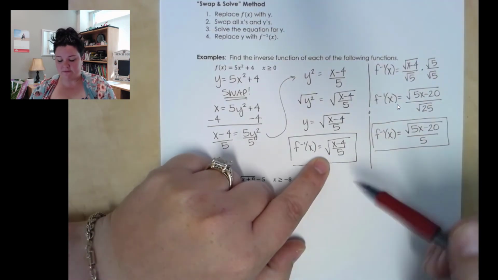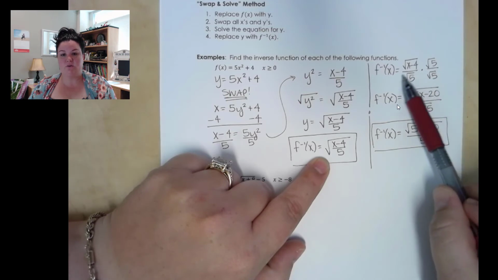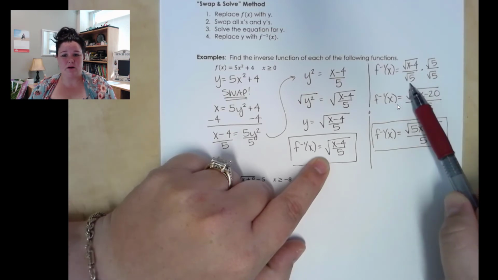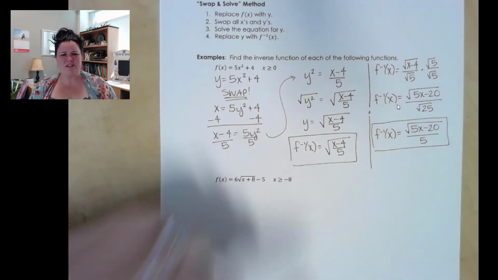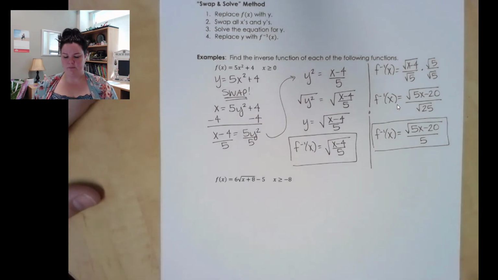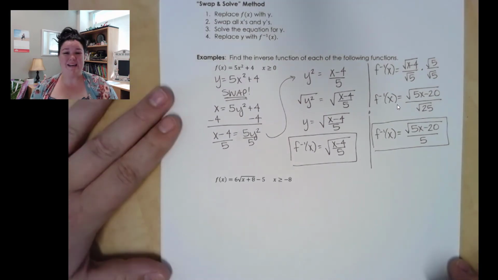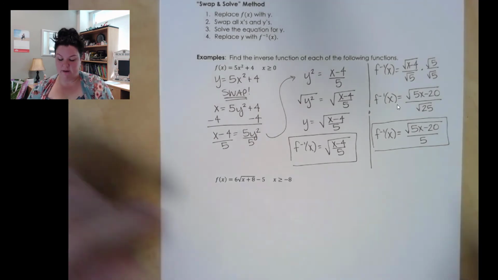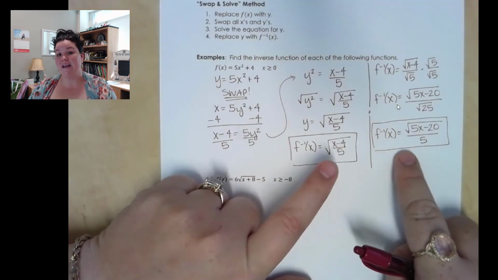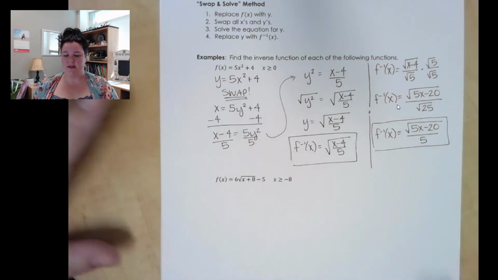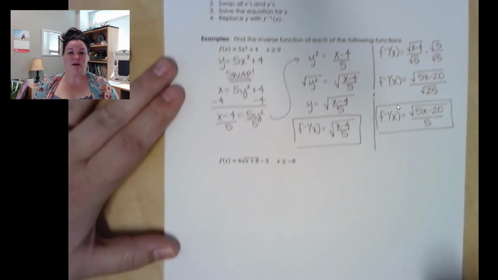You only have to do that when you end up with a square root on the bottom that is not a perfect square. If you have questions about that, please let me know. I'm happy to help explain that more if that was confusing. On an exam, on the final exam, anything like that, I would be okay with you leaving it either of these ways. I'm not super picky about that. All right, so let's look at another one.